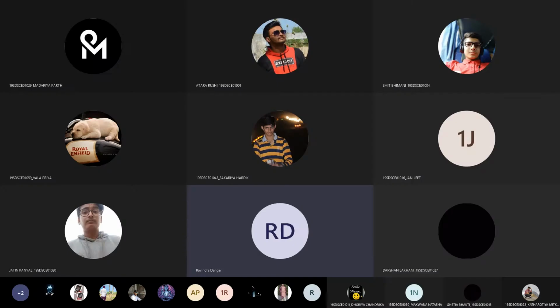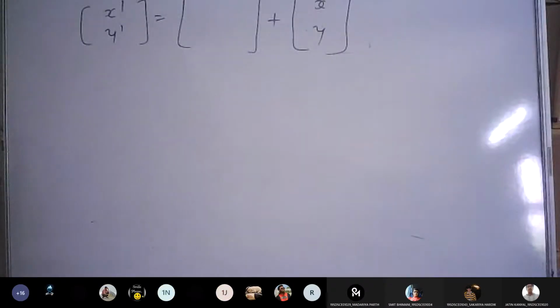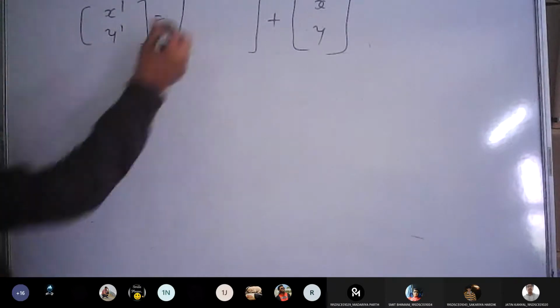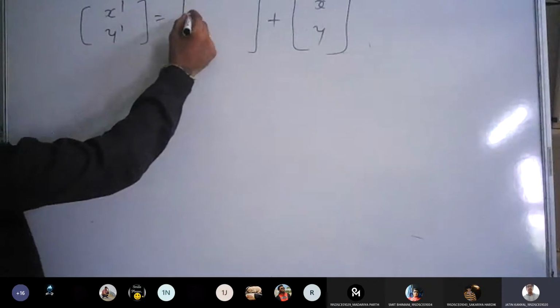This is what I have written, the matrix form for translation transformation. Can anyone help me to write the middle matrix? Anyone? Sir, what should I write in the middle? X dash, Y dash are already there. So what should I write here? Tx, Ty.